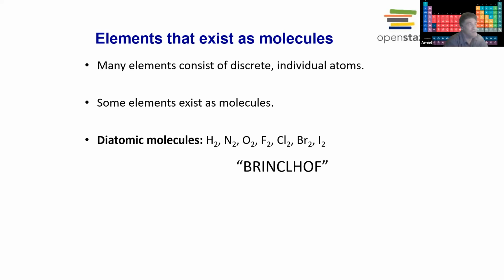What you're seeing here is a very convenient and useful mnemonic device for remembering those elements that exist as molecules in nature. And it goes like Brinkelhoff: bromine, Br, iodine, I, nitrogen, N, chlorine, Cl, hydrogen, H, oxygen, O, fluorine, F. Brinkelhoff. All of these are the diatomic molecules that exist in nature.